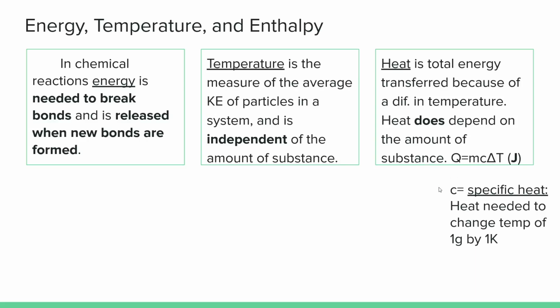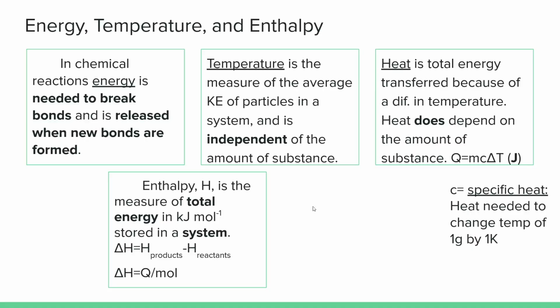So c is going to equal specific heat, which is the heat needed to change the temperature of 1 gram of a particle by 1 Kelvin, right? So Q is going to be your heat, m is going to be your mass, c is going to be your specific heat, and delta T is going to be your change in temperature.